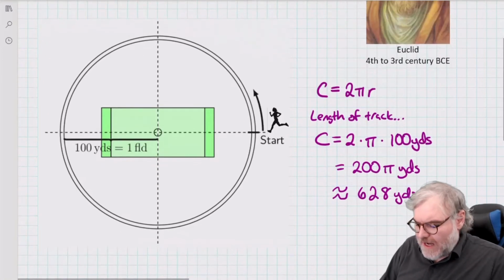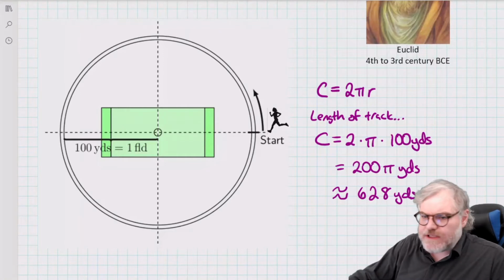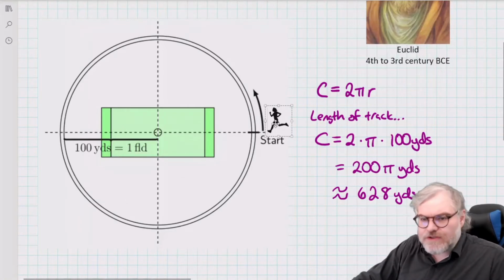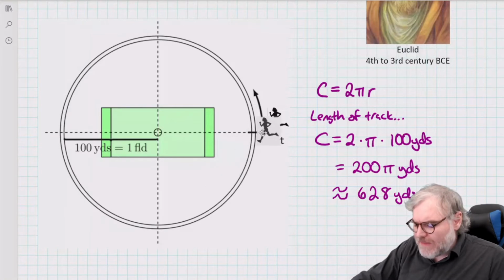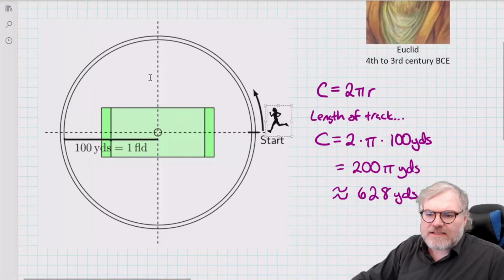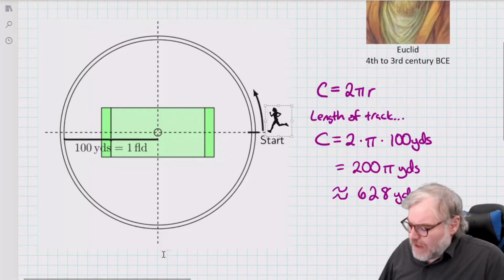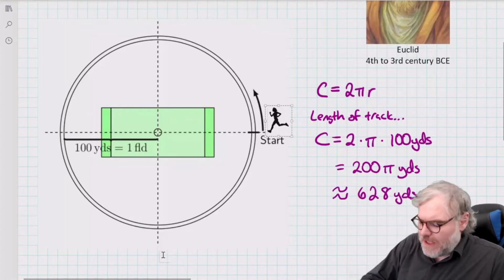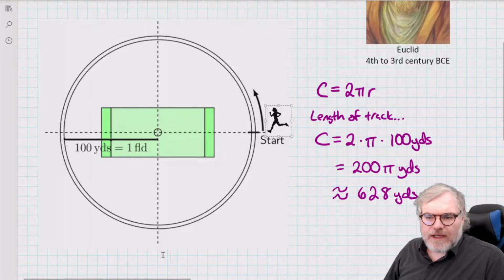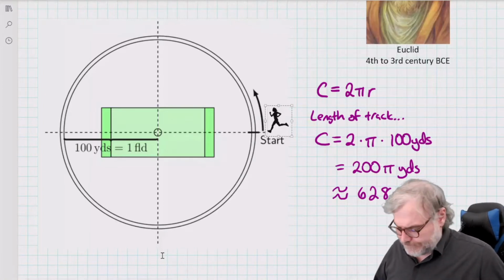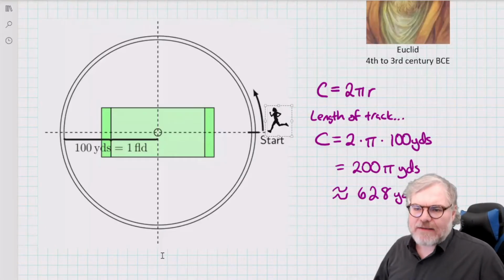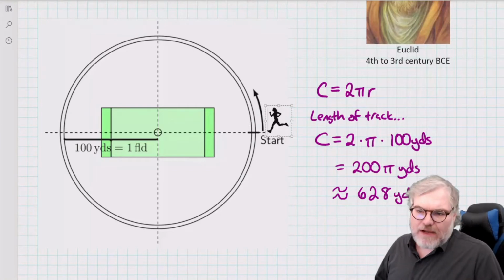this runner is going to run, if the runner starts here, where it says start, and then runs all the way around the track, when the runner gets back to the beginning, the runner will have run a little bit more than 628 yards all the way around the track. Okay, that's the first idea. It's about distance. So throw all that angle stuff out. We have a track here, and it's 628 yards all the way around, or 200 times pi.